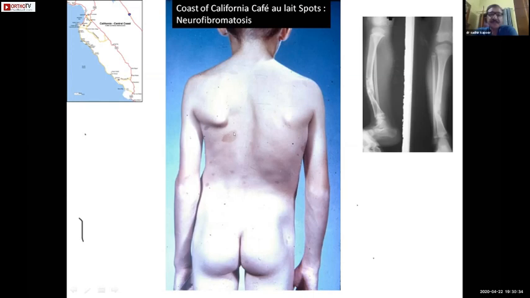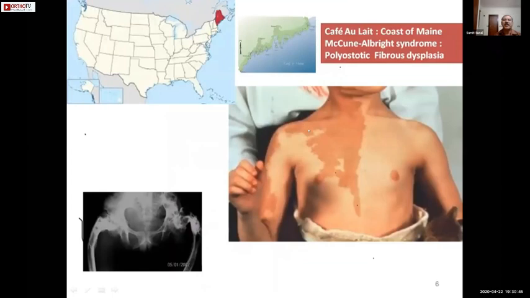Okay, yes, so you can see the smooth margins of a café spot, like the smooth margins of the beaches of California. So that is in neurofibromatosis, compared to the ragged margins, which is seen in the coast of Maine. Maine is in this part of the US near Boston, where the land is rocky, and this is seen in polyostotic fibrous dysplasia.